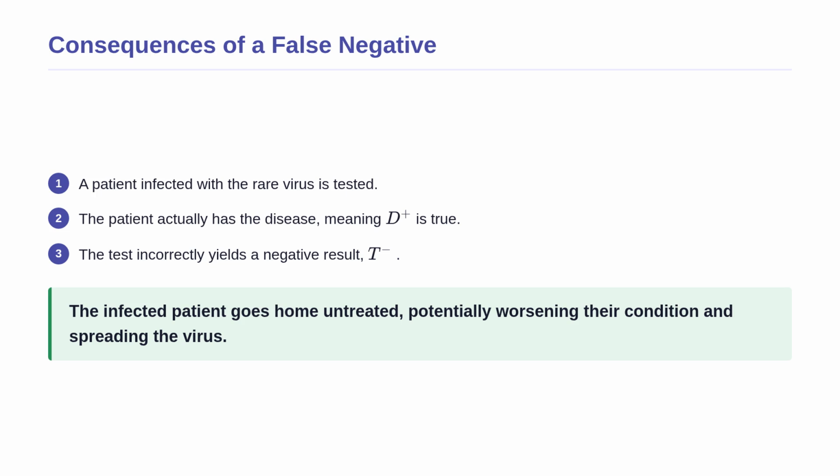The physical consequence here is extremely dangerous. The infected patient will go home untreated. This failure could potentially allow the virus to worsen in their own body or spread to other healthy individuals in the community. In this specific medical case, a type 2 error is likely much more harmful than a type 1 error, so doctors might choose a test with a very low beta.